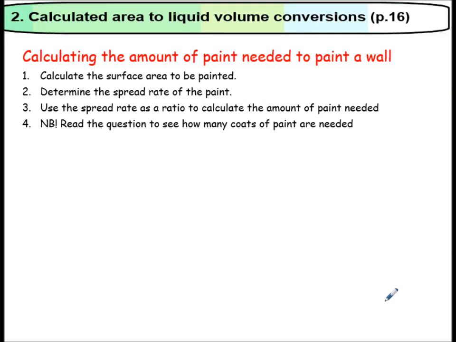Calculated area to liquid volume conversions. For example, here we are calculating the amount of paint needed for a wall. The first thing you're going to do is calculate the surface area of the wall. Then you determine the paint spread of the paint. You use the spread rate as a ratio to calculate the amount of paint needed. Read the question to see whether you need 1 or 2 coats of paint. That is a method. Paper 1 would ask you to do these 4 steps one by one. A paper 2 would simply say, calculate how much paint is needed to paint the wall.